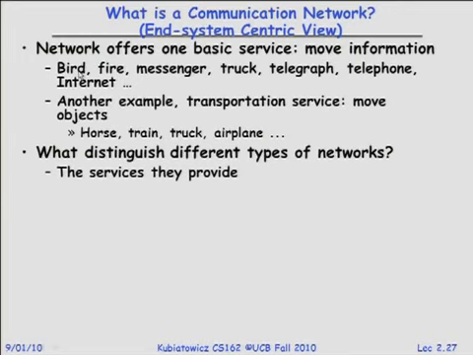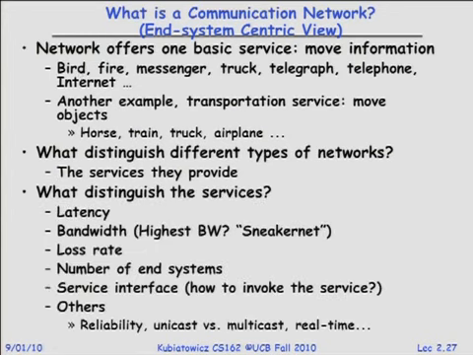How many people have heard of the world's highest bandwidth network? SneakerNet. What is that? Yes? You pick up a hard drive and you ship it. That's right. You ship a bunch of hard drives to a remote location, and you just have had the highest bandwidth you could possibly achieve, because it would probably take you forever to transmit that over the network. It's called SneakerNet. Okay. That's a network. It's a little limited, but it's a network.